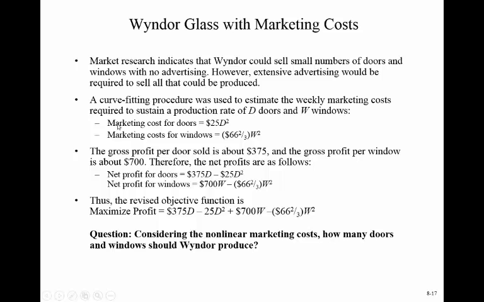And those are given right here in the middle. The marketing cost for doors is $25 times the number of doors you produce squared. And the marketing cost for windows is basically 2/3 of $100 times the number of windows that you produce squared. So if you consider the marketing costs now against the original profit values that we were given, we've got profit as a function of the profit per unit of the door minus the marketing costs in each case.